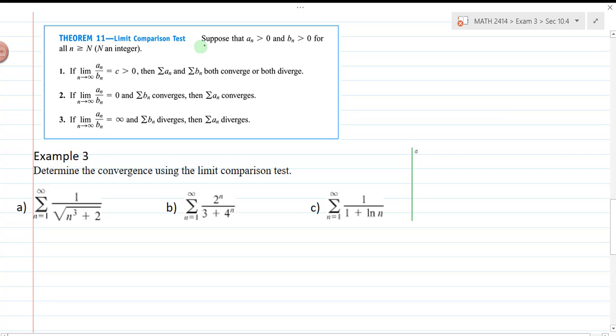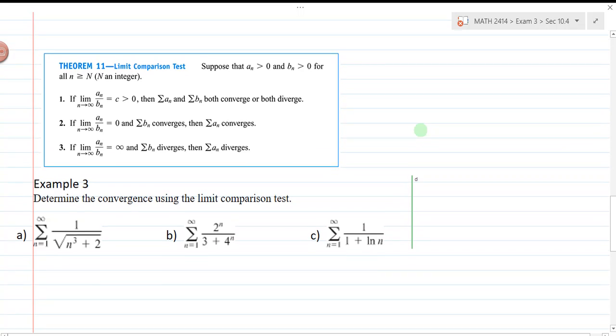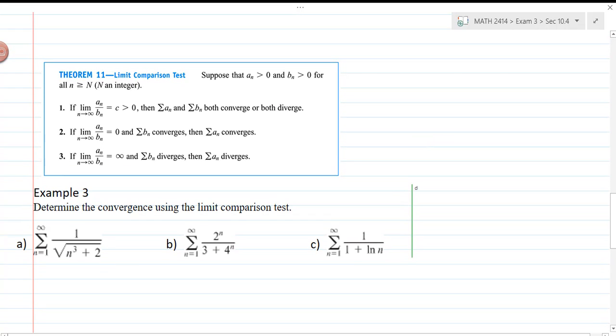The limit comparison test says, suppose that you have an a sub n where the terms are greater than 0 and b sub n where the terms are greater than 0 for all n beyond some point where capital N is an integer. If the limit as n goes to infinity of the ratio of the two series is equal to some positive number, then the sum a sub n and b sub n both converge or both diverge. You don't have to look at the relationship between those two series. You just have to know what the one that you're comparing it to does.